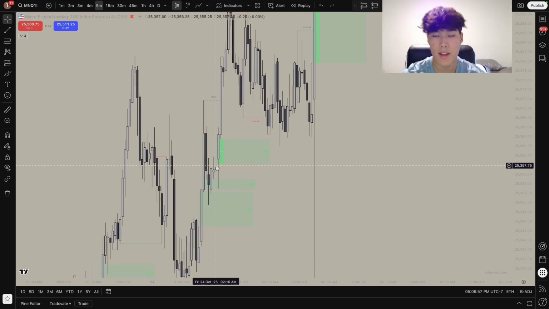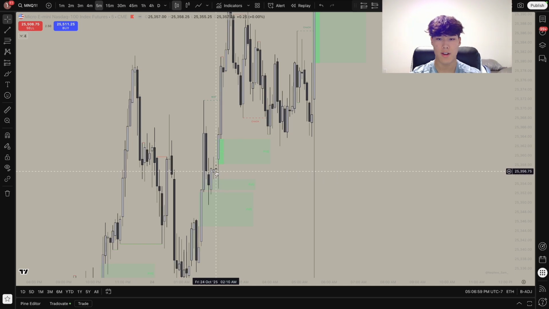So remember, 3 candlestick structure. First candlestick right here, second candlestick right here, and third candlestick right here. Take it from the top wick of the first candlestick to the bottom wick of the third candlestick in the 3 candlestick structure. Between that is the fair value gap. It's basically just an imbalance in price.